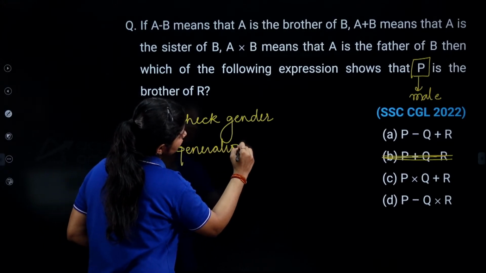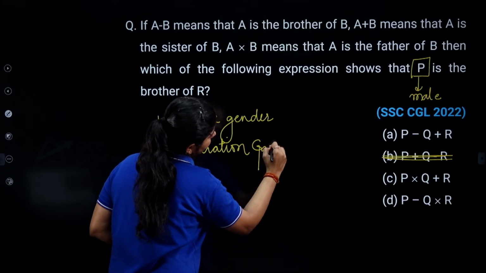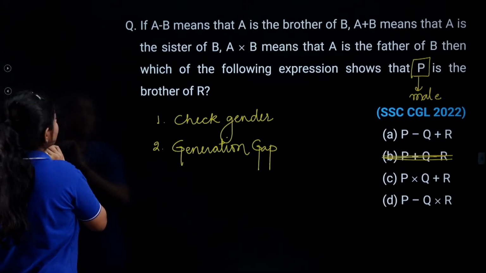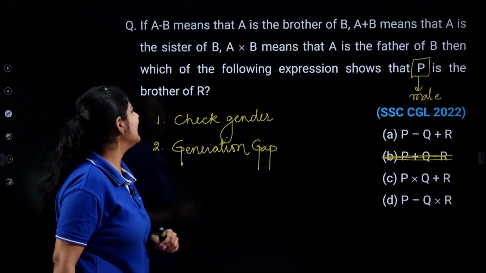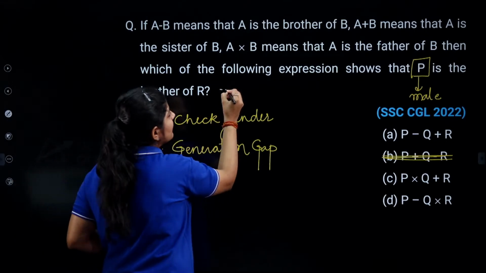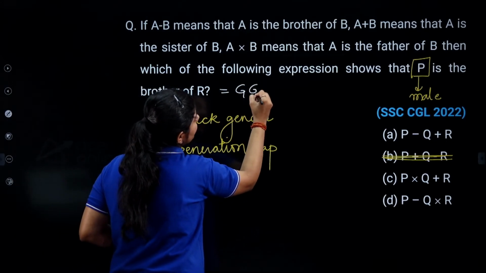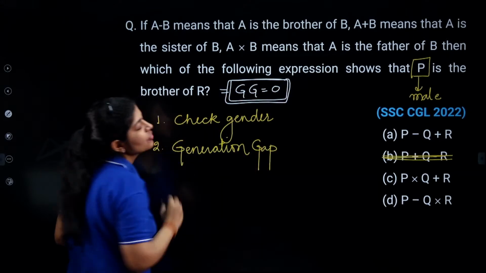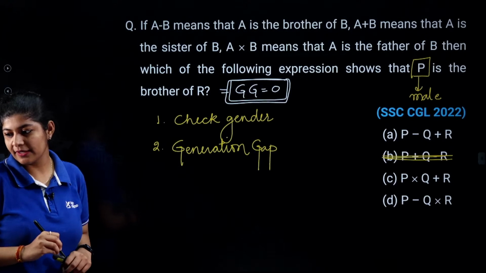We just simply check the generation gap. In first option, if we need P is a brother of R, that means they both lie on the same generation. That means the generation gap over here should be equal to 0, right?